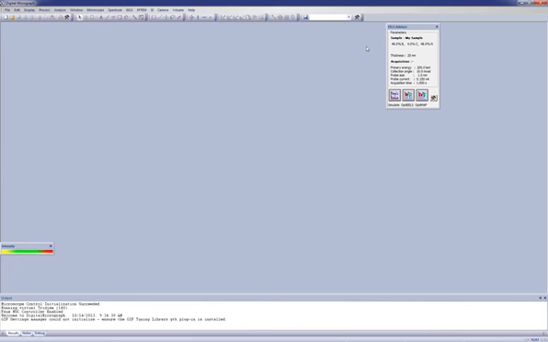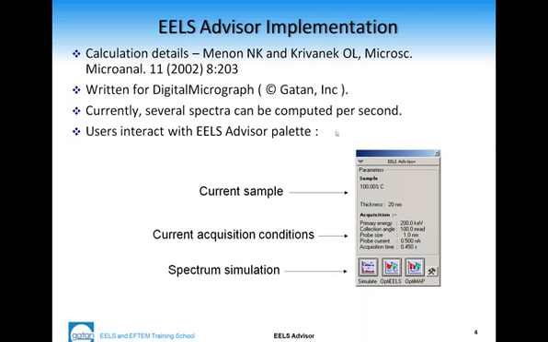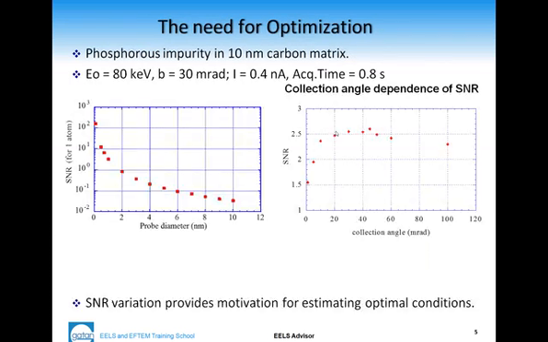So during the course of the school, you'll have an opportunity to work through the EELS Advisor exercise. In that case, you're able to play around with these acquisition and sample parameters and get a feeling for how these parameters can influence the form of the resulting spectrum. So that's the basic EELS Advisor.